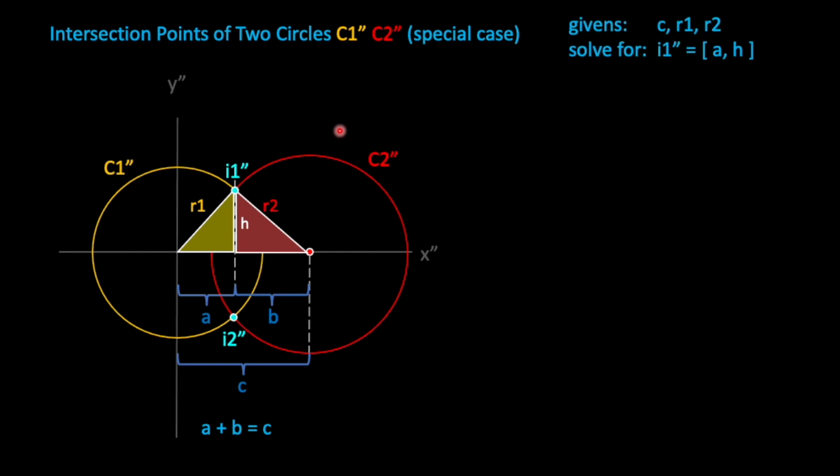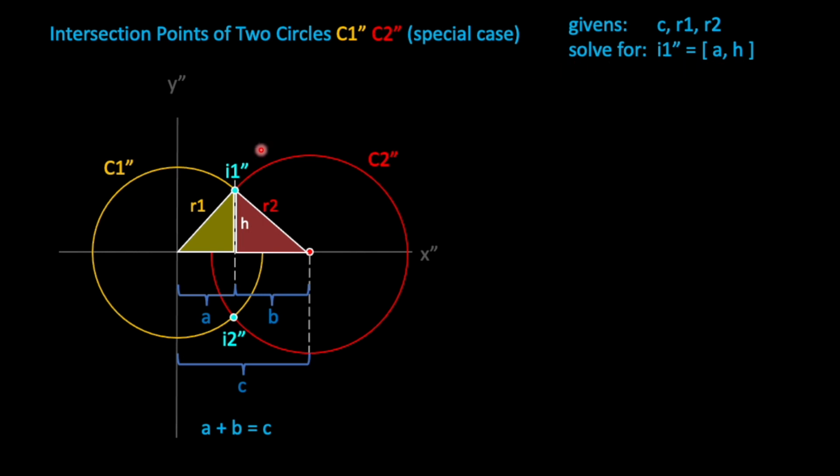Okay, so let's write down our givens for this special case. So our givens will be that intercircle distance, C, the radii for the two circles. And what we're trying to solve for here are the coordinates of I1 double prime. And those coordinates will be A and H. So this is what we want to focus our algebra on, is getting A and H.